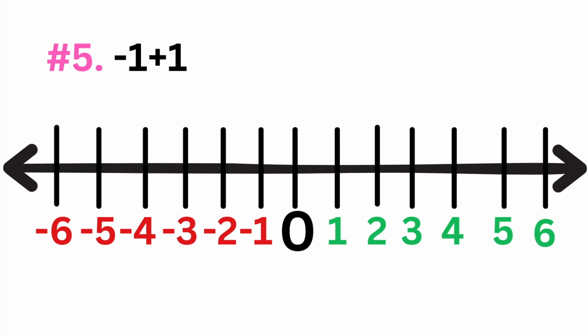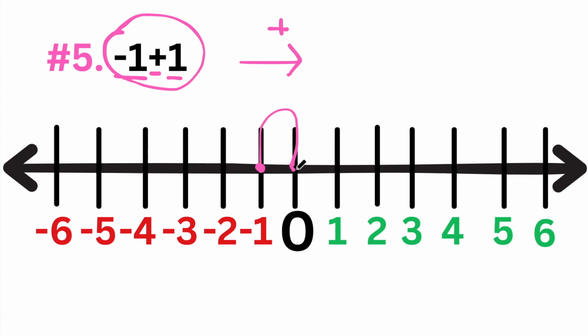So for number 5, we have -1 plus 1. So again, we're going to start at our -1, and because our operation is addition, we're moving in the positive direction, and we're moving in the positive direction 1 time. And so if we move our point 1 time to the right from -1, we end up at 0. And so 0 is our answer for number 5. -1 plus 1 equals 0.